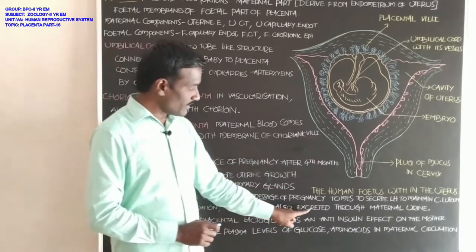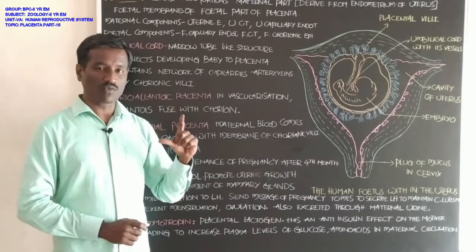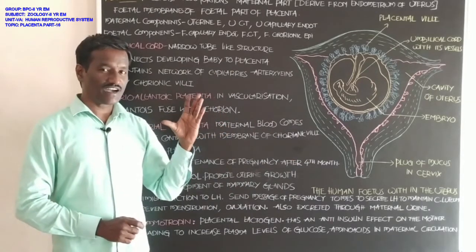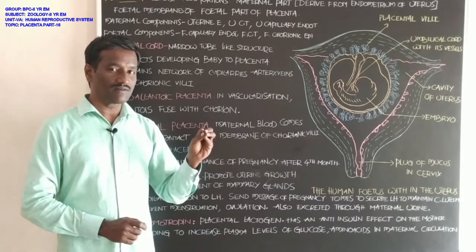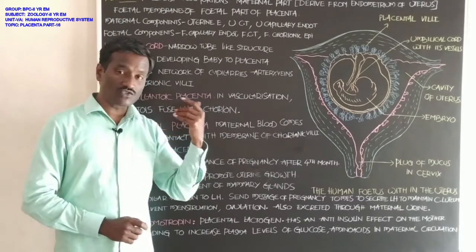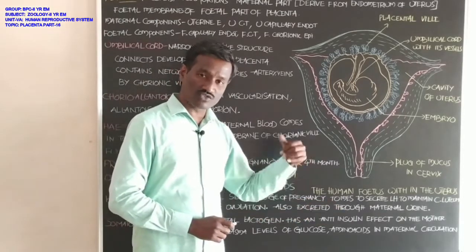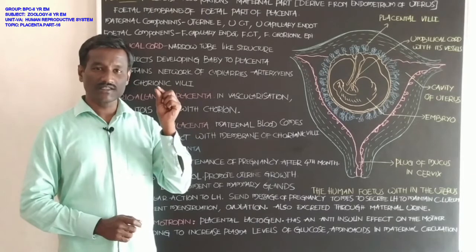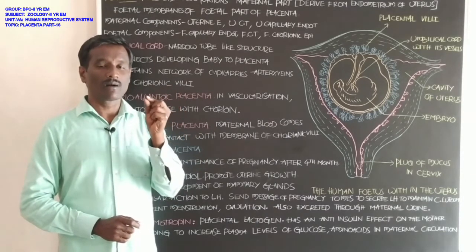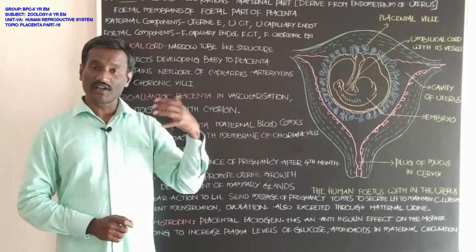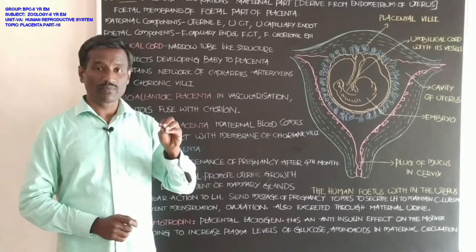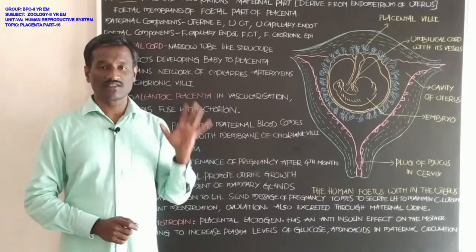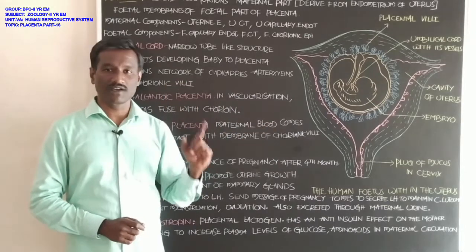Students, next, HCG is excreted through the maternal urine. Human chorionic gonadotropin passes outside, excreted through the mother's urine. It helps in the pregnancy test. The presence of HCG hormone in the urine indicates pregnancy, so it is useful to detect pregnancy.